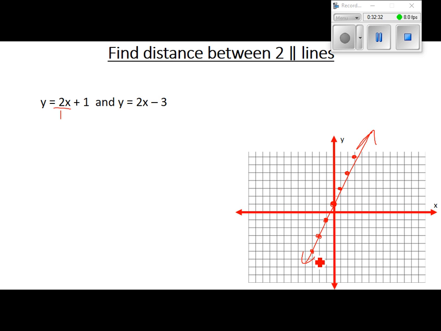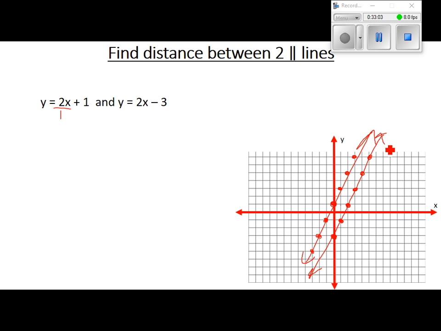Next one. Y-intercept -3. Down 3, put a dot. Up 2 over 1, or up 2 to the right 1, and repeat. Our second line looks something like that. Two lines should be parallel, which it looks like they are. We want to find the distance between those two. Now when we go to find the distance between those two, here it is way out in front of me. Quit jumping ahead of me, make me feel stupid.